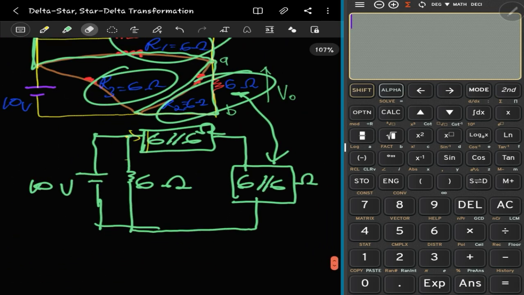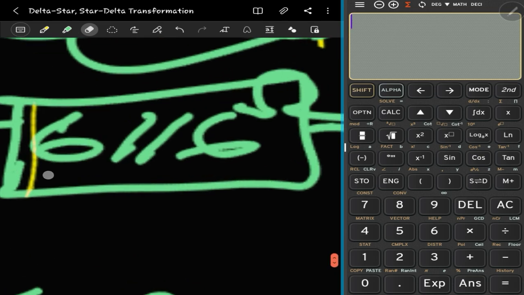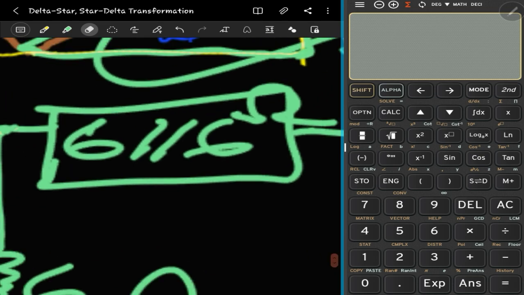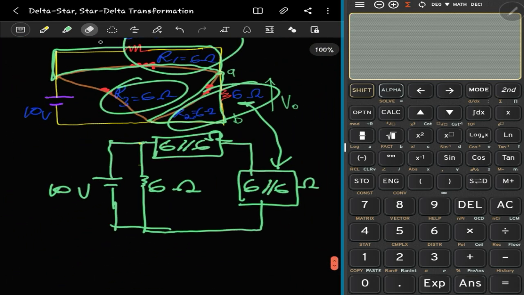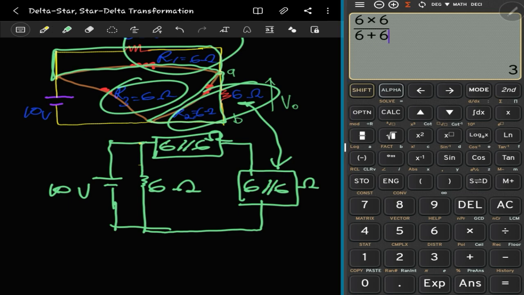So now let's see. Just clean it up to make it visible. So now this one's 6 parallel to 6. Let's simplify that one. Let's go back to a sum. Let's see, 6 plus 6, right? That gives us 3. So basically we have 3 ohms here, and then here 3 ohms.